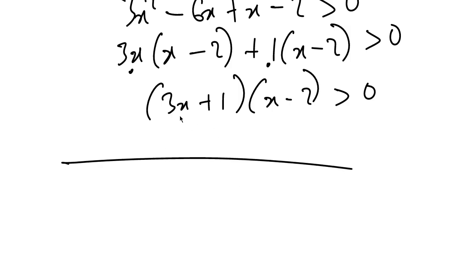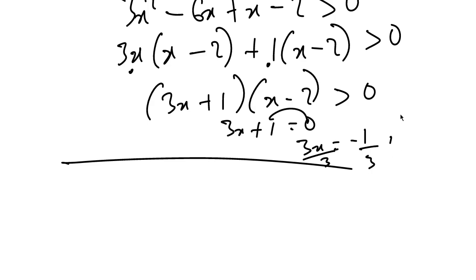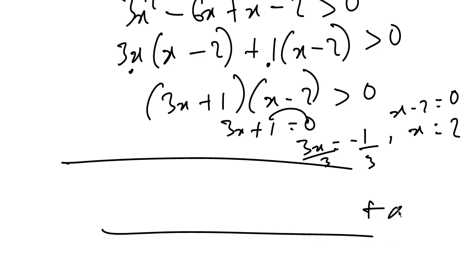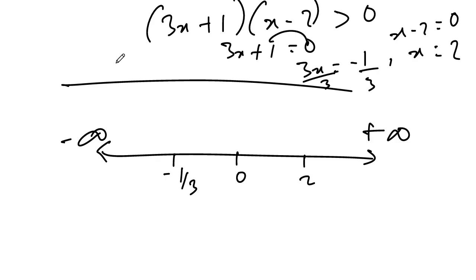Following the steps I gave, draw a number line. First of all, you have to equate the components to 0. If you equate 3x plus 1 to 0, what are you going to get? The positive 1 shifts over, it becomes 3x equal to negative 1, and dividing through by 3, you have negative 1 over 3. And x minus 2, if you equate to 0, gives you 2. So these are your two important points. So if this is negative infinity, positive infinity, and here is 0, here is 2, and here is negative 1 over 3.